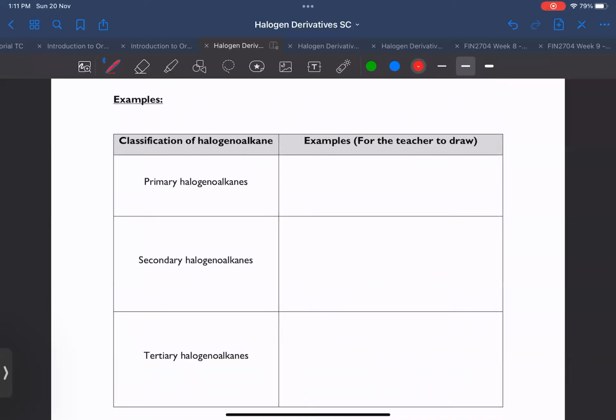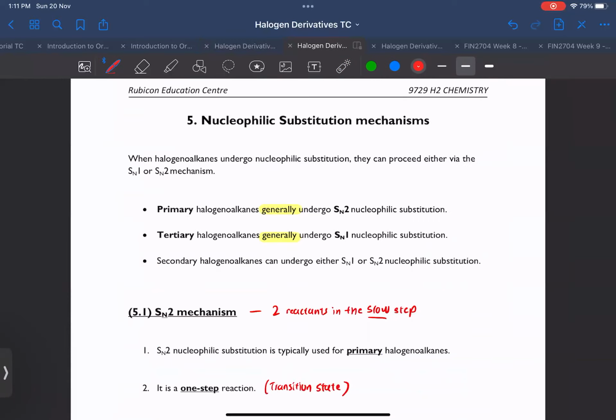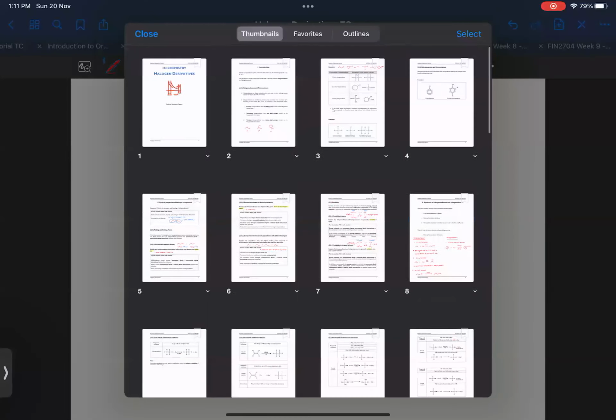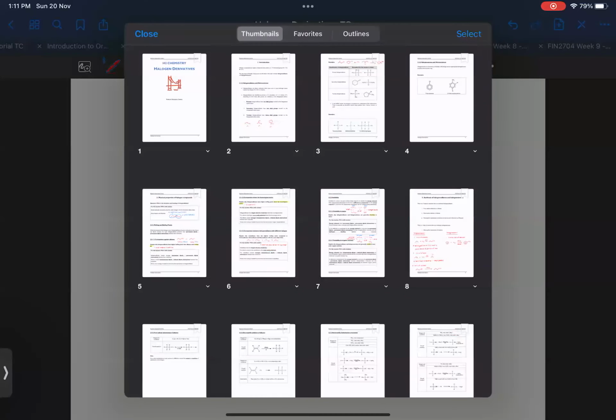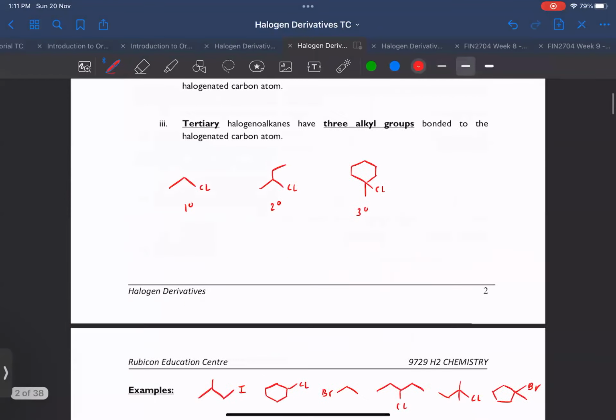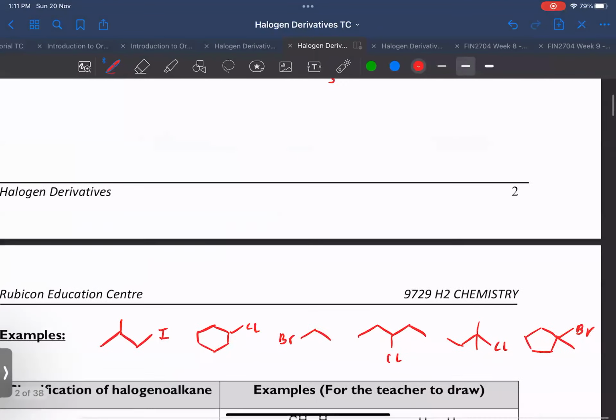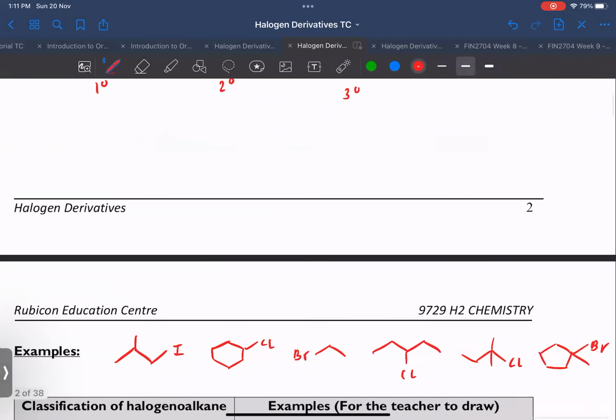Now it's a bit weird because I'm supposed to be drawing this in class on the whiteboard. But anyways, I'm just going to show you the examples, and I will need you to try to classify these examples according to primary, secondary, and tertiary. I just hide the box. See these compounds over here? They're all in skeletal formula, and I want you to classify them in the correct box. So I'll give you a bit of time here. Again, this is just a small exercise. Once you're done with it, then we'll quickly go through that.